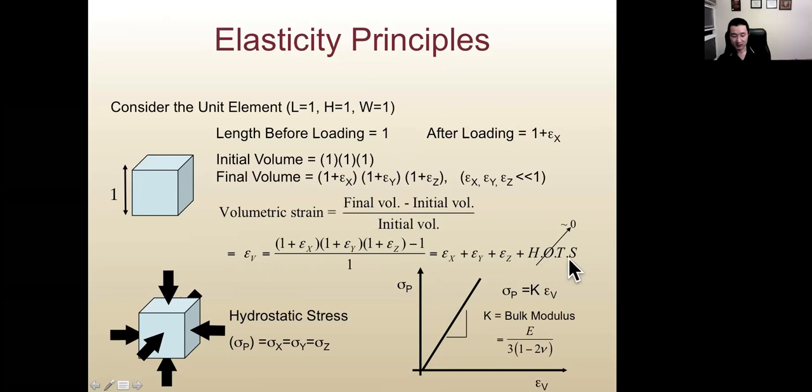Here, HOTS stands for higher order terms of strain, such as epsilon x times epsilon y. We can just ignore these because epsilon x, y, and z are very small, much less than 1, and epsilon x times epsilon y will be much less than 1. So we can just ignore the HOTS. The volumetric strain will equal epsilon x plus epsilon y plus epsilon z.